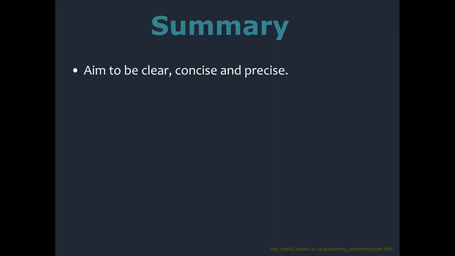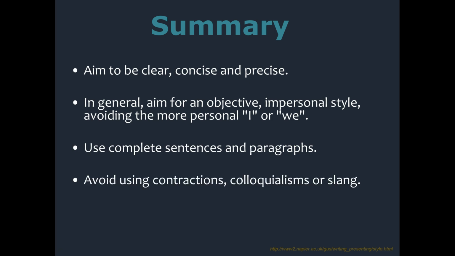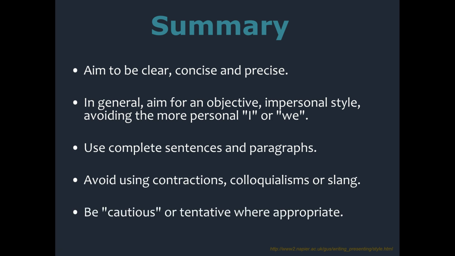Okay, so in this tutorial, we've explored the need to be clear, concise, and precise in your writing. It's also a good idea to aim for an objective, impersonal style and avoiding the more personal I or we. Do use complete sentences and paragraphs, and avoid using contractions, colloquialisms, or slang. And ensure you are being cautious or tentative where this is appropriate.